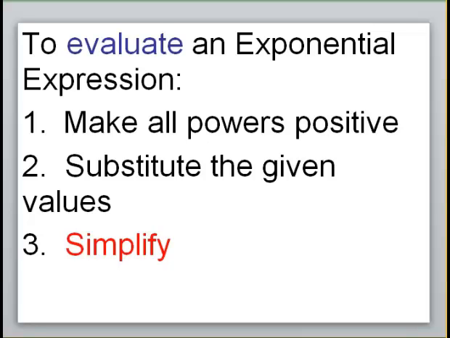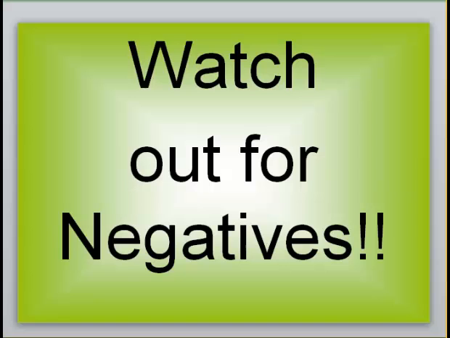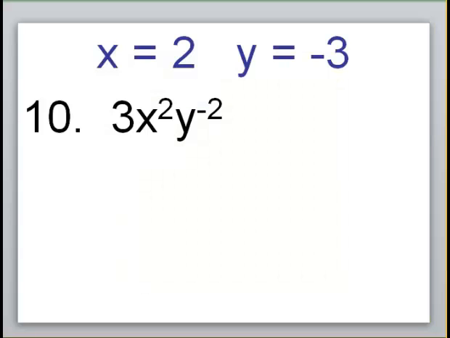Alright, one more time. To evaluate an exponential expression, we're going to make all the powers positive. We're going to substitute those values in and then we're going to simplify. Be careful for your negatives. A negative exponent doesn't make a negative number. You need to keep that in mind. So again, I'm going to do this the same way. I'm going to first highlight what's not happy. I'm going to keep the things that are happy where they are, but I'm going to move the unhappy part and it goes to the bottom.